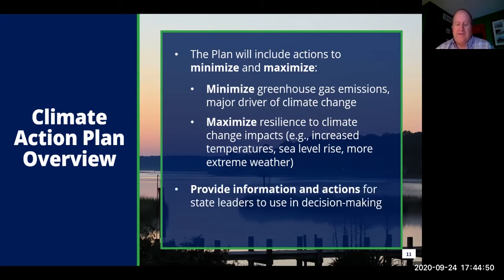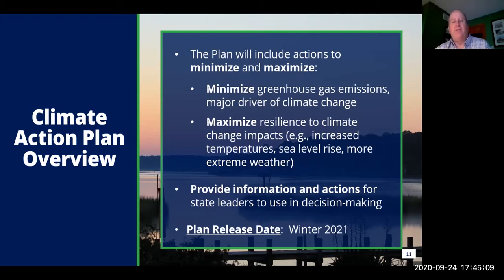The biggest thing to understand about the plan is that it will be providing state agencies and others the steps that they can take to prepare the state for climate change. The workshop series will continue next week, and after reviewing the feedback we receive from these workshops, we'll begin drafting the plan. Once complete, the plan will be made public in the winter of 2021.